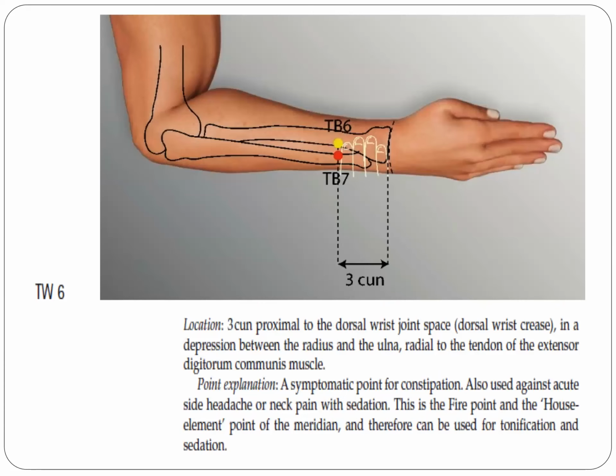Next is triple warmer 6. It is located Trijun, proximal to the dorsal wrist joint space or the dorsal wrist crease, in a depression between the radius and the ulna, radial to the tendon of the extensor digitorum communis muscle. It is a symptomatic point for constipation. It's also used against acute side headache or neck pain with sedation. This is the fire point and the horary element point of the meridian, and therefore it can be used for tonification and sedation.